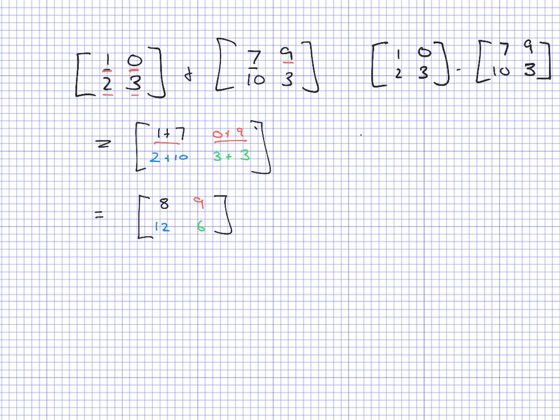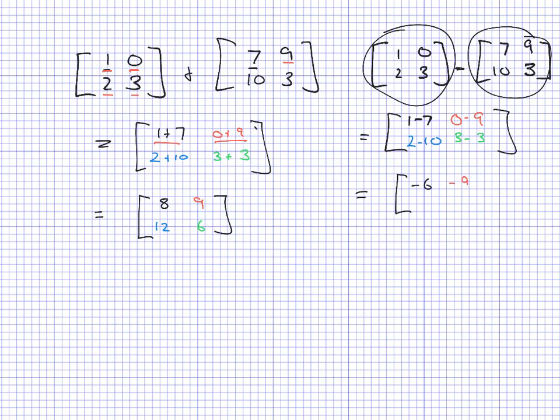And again, you will have 1 take 7. Now order is hugely important here. So I've done this matrix, take away this matrix. So this one has to go first. 1 take 7. And then we're going to go 0 take 9. And then we're going to go 2 take 10. And then we're going to go 3 take 3. And that will give us the final matrix of minus 6, minus 9, minus 8, and 0. All right, so addition and subtraction have to occur.